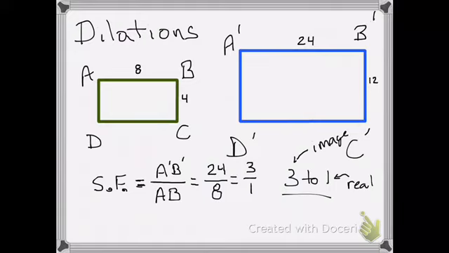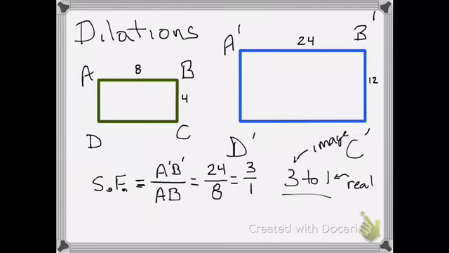So anytime that we have a fraction that's bigger than 1, anytime our scale factor is bigger than 1, that means our shape has grown. We call that an enlargement. Anytime our scale factor is less than 1, let's say that we're flipped and that we're actually 1 over 3, then our scale factor being 1/3, less than 1, would mean that instead of an enlargement, we have a reduction.